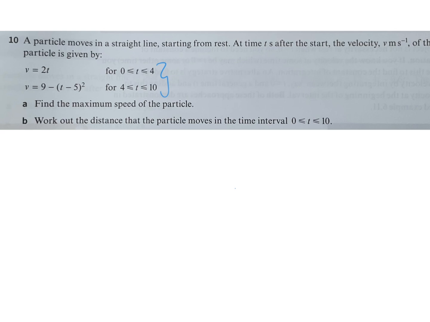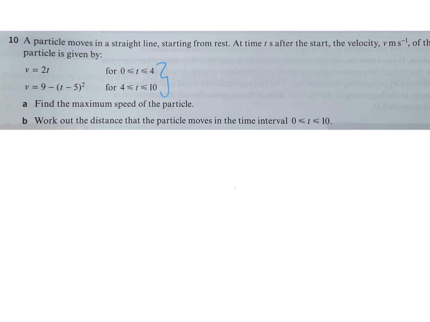Now remember that speed is different to velocity. Speed is the magnitude of velocity. So that means that negative 16 meters per second as a velocity is actually a speed of 16 meters per second. So let's start with the first section.